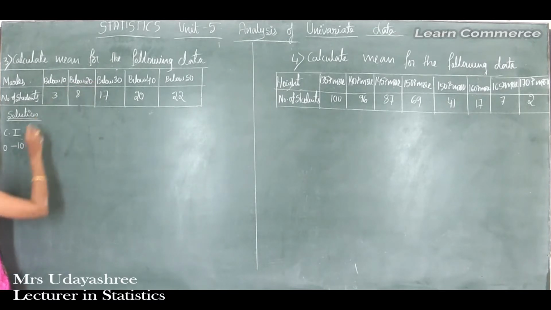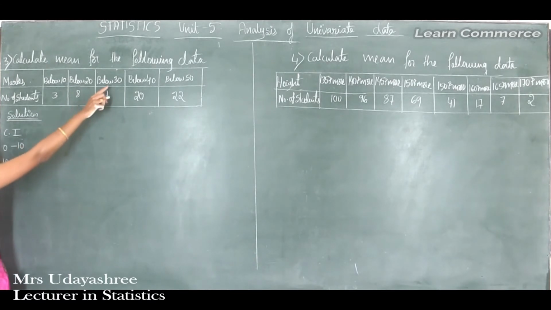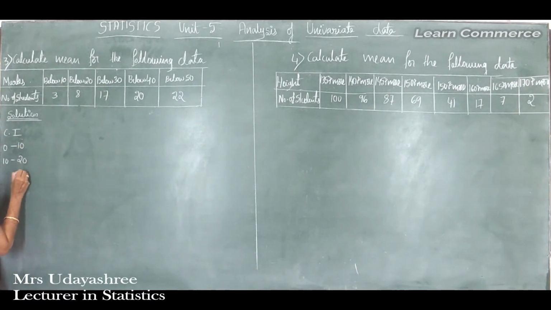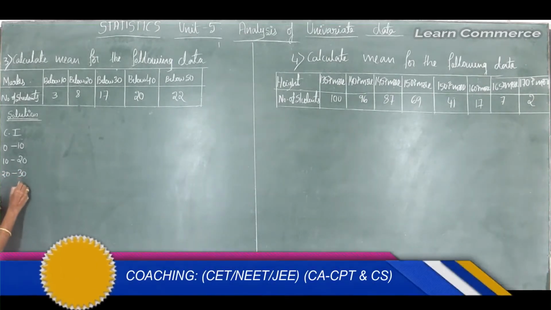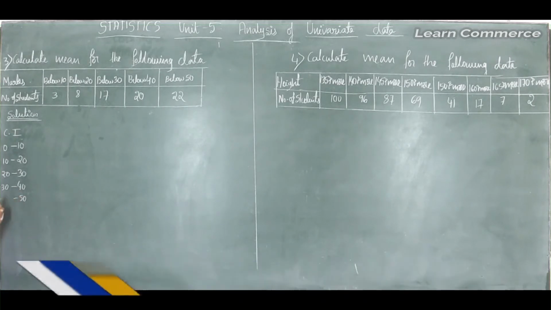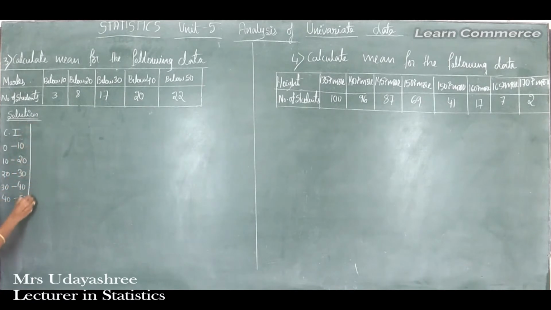Next upper class limit is 20. What is the lower class limit? For this, the lower class limit is 10. Next given upper class limit is 30; for this the lower class limit is 20. Next given upper class limit is 40; for this the lower class limit is 30. The last given upper class limit is 50; for this the lower class limit is 40. So these are the given class intervals.